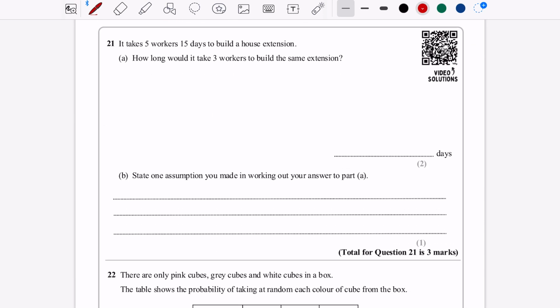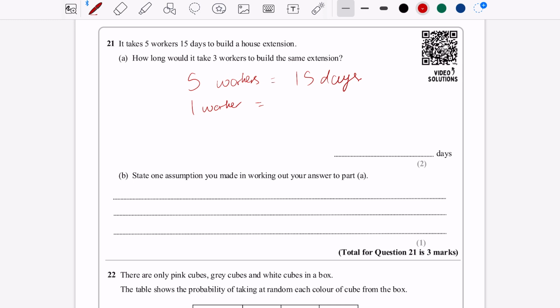Okay, it takes 5 workers 15 days to build a house extension. How long will it take 3 workers to build the same one? So we've got 5 workers, 15 days. So in theory, if you have less workers, it's going to take longer. So we call this inverse proportion. So for example, if I had 1 worker, it would take 5 times the amount of time.